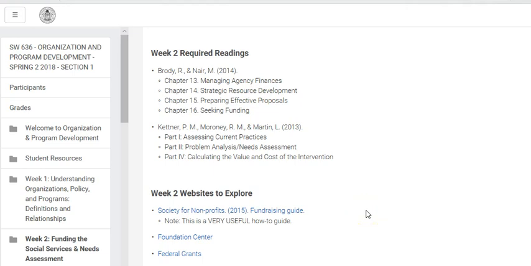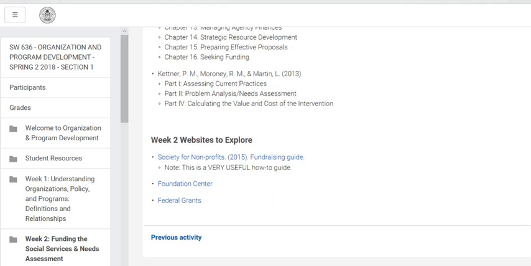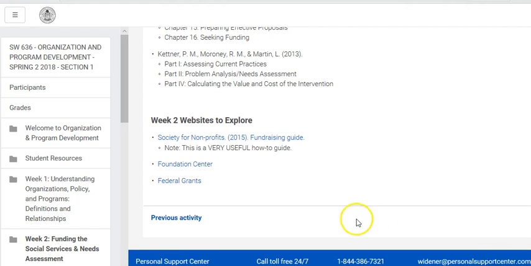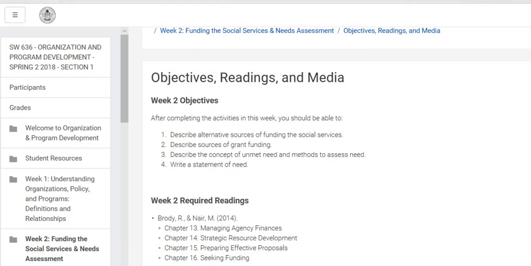3 media resources are the Society for Nonprofits, a fundraising guide, the Foundation Center, and federal grants. So those are 3 web sources that you can refer to, especially when we talk further about writing a proposal.